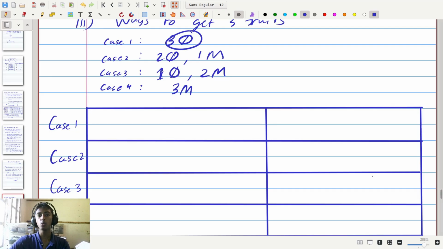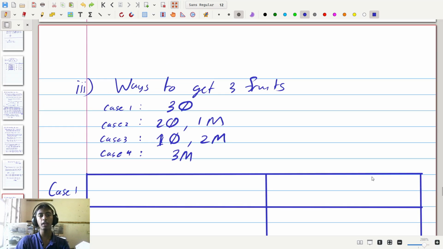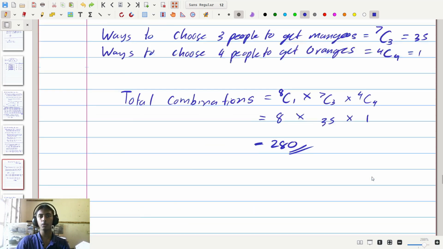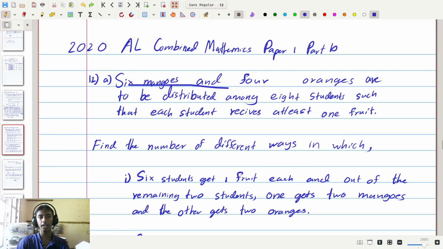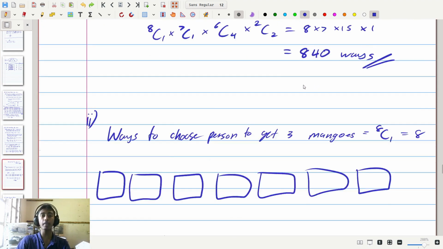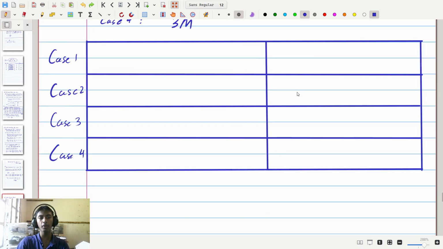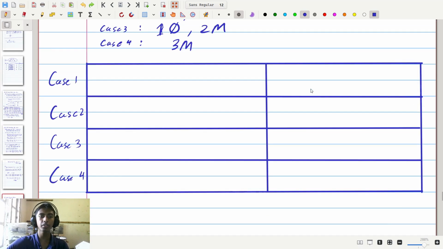For case 1, we have 3 oranges given to the person. If that person gets 3 oranges, then considering what we had initially, which was 6 total mangoes and 4 total oranges as given in the question, we are going to be left with 6 mangoes and 1 orange to give to the remaining students. So if we go down here, what we're going to have is 1 student getting 3 oranges, and the remaining, now this doesn't have to be too descriptive, you can write whatever you want in here because this just needs to be understandable to you.